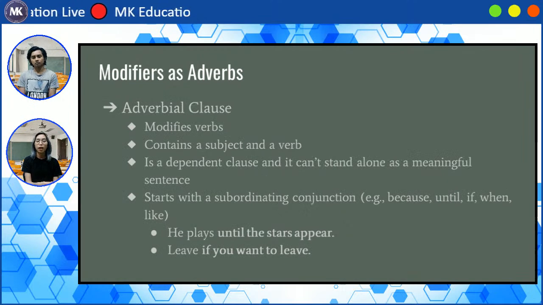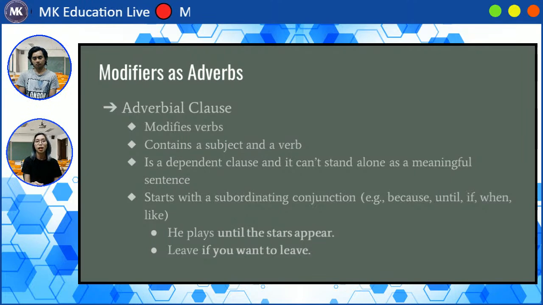Okay, so we have adjectival clauses and then we also have adverbial clauses. In this case, adverbial clauses modify verbs. They contain a subject and a verb. It is a dependent clause and it can't stand alone as a meaningful sentence. That means that clause doesn't have a meaning if it is not paired or if it's incomplete. It starts with a subordinating conjunction, e.g. because, until, if, when, like.